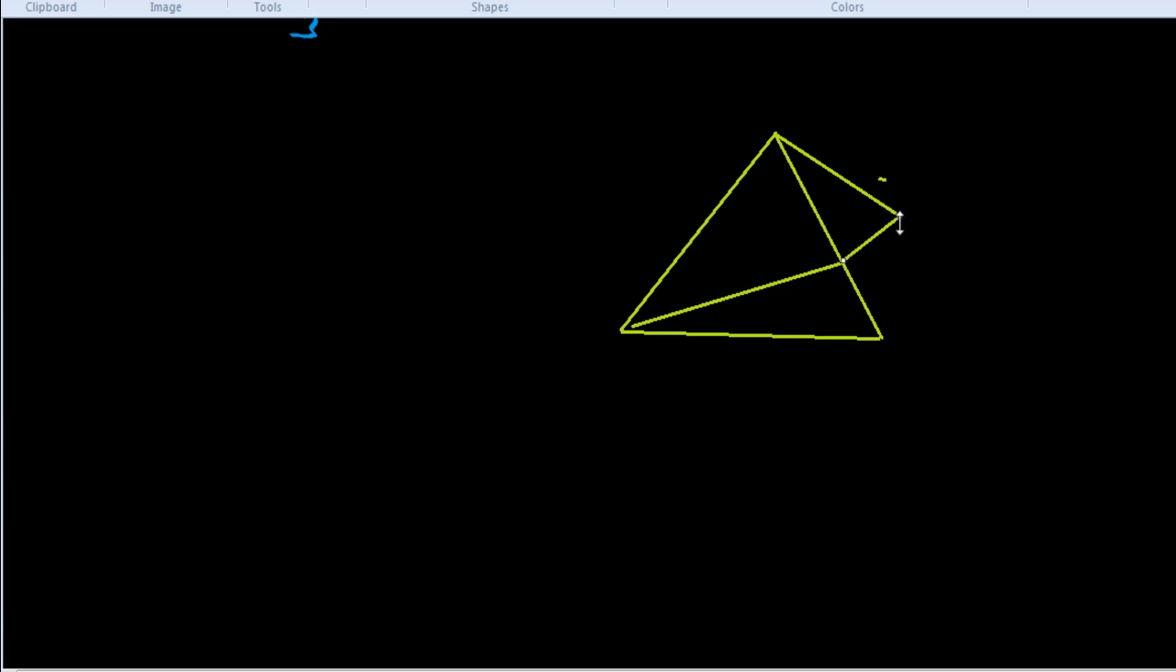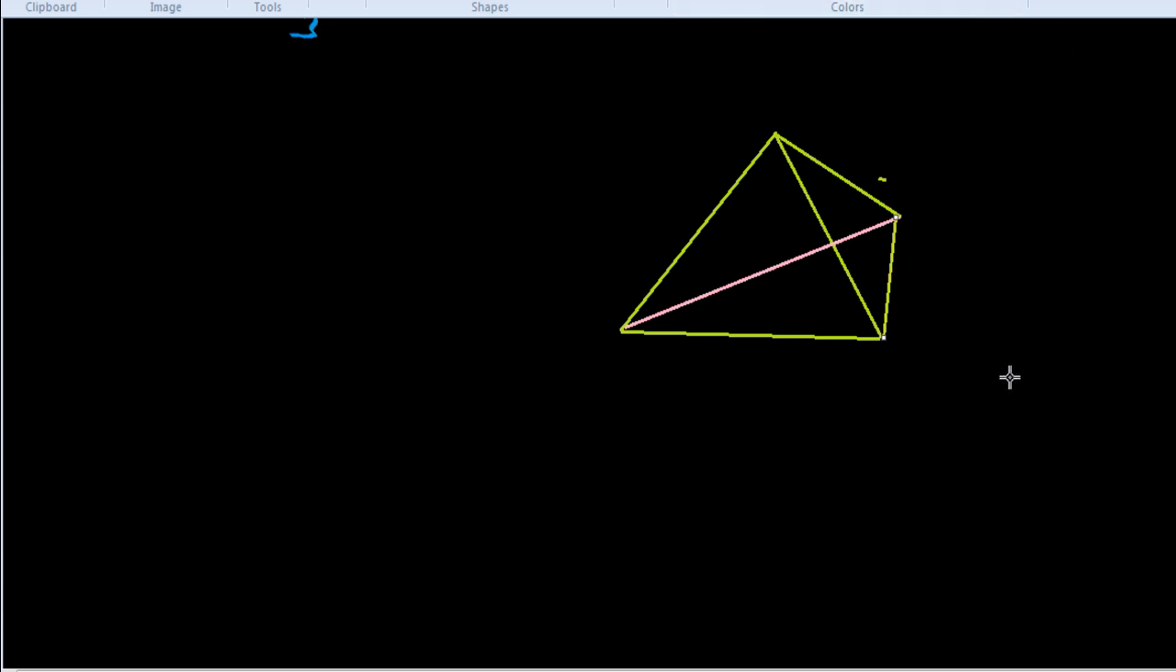Okay, just a moment. I change the color of this side also, so you can easily recognize the base. This one is green now.